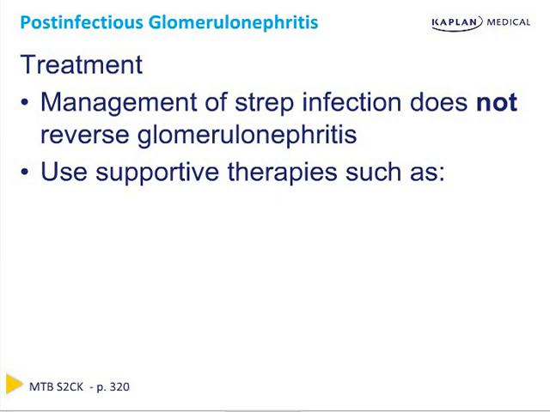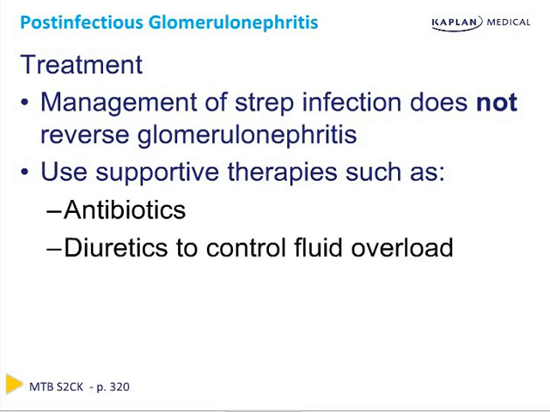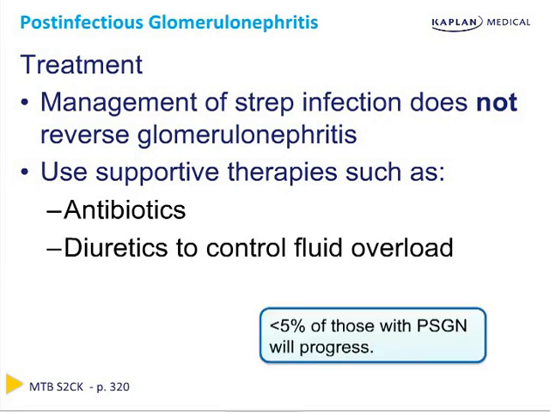Treatment of post-infectious glomerular nephritis is mainly supportive. You can use antibiotics to treat the symptoms of the infection itself. You can use diuretics to control hypovolemia and symptoms of volume overload. But luckily, the prognosis is pretty good for post-infectious glomerular nephritis. Only 5% or less of cases go on to progress to renal failure.